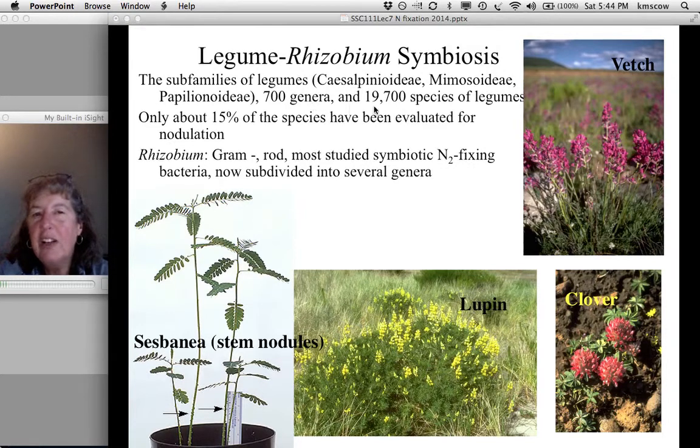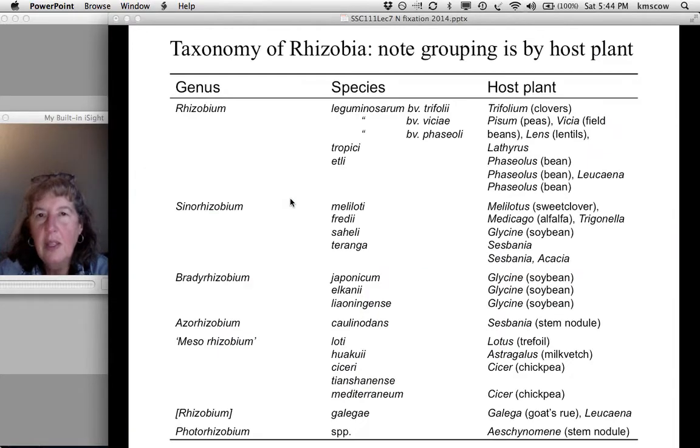700 genera, over 19,000 species of legumes have this symbiotic relationship with different kinds of this general class of organisms that we call rhizobia. A lot of them have not been well studied yet. Those are the plants. The bacterial partner is a gram-negative rod. That includes different subgroups within it.